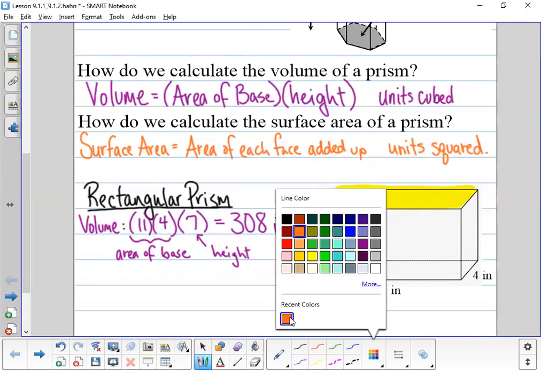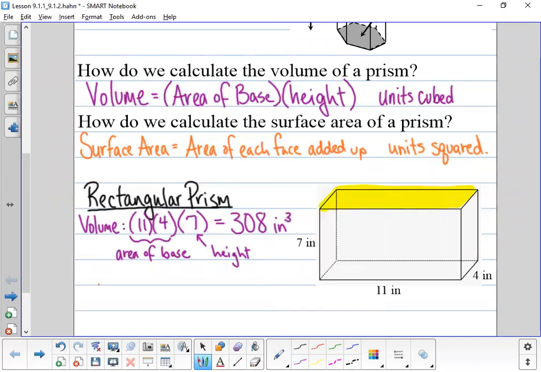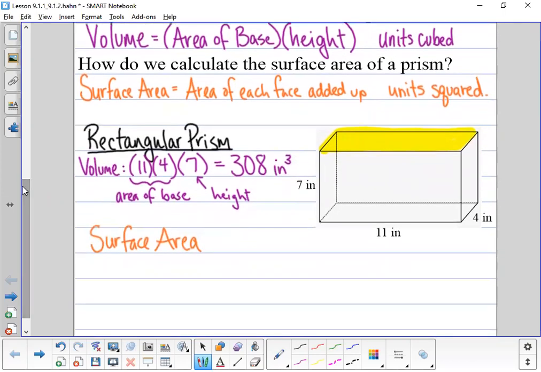Now we are going to calculate the surface area of this shape. So when we're calculating the surface area, we are going to take the area of each face and then add them all together. In a rectangular prism like this one, we're going to have pairs of faces that are equal to each other. So the top and the bottom are going to be equal to each other. So I can find the area of one of them and then multiply it by 2. So let's start with the top and the bottom. Those are my 2 bases.